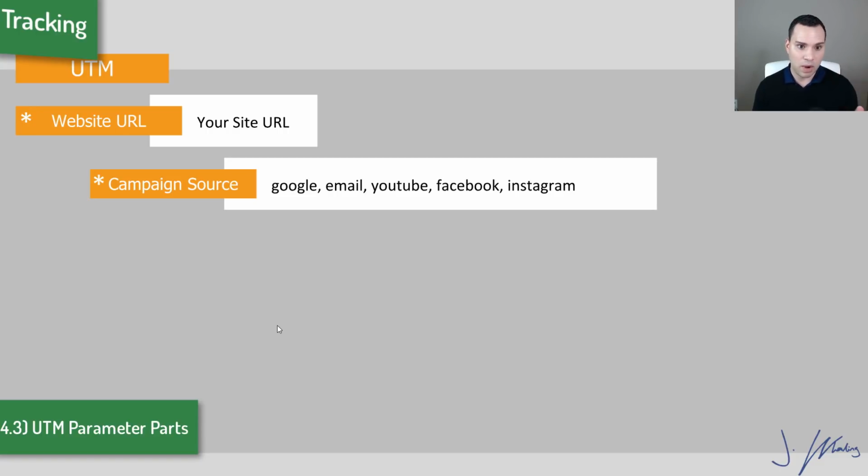These two are always required. So the campaign source is typically going to be something like Google, YouTube, Instagram. Where's the stuff coming from? Maybe you're doing an email list. This is another big thing. Please use this with all of your emails.